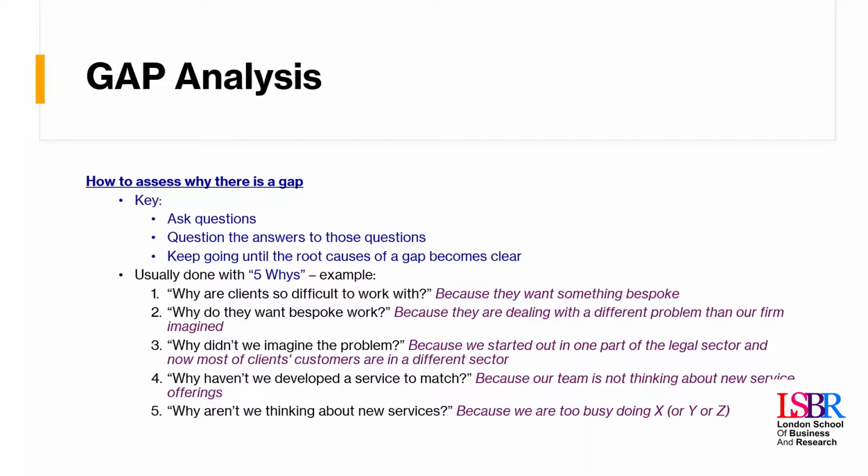For example, why are our clients so difficult to work with? That might be a reasonable question. Why are our clients awkward, or why do our clients not really want to work with us? So it might be because they want something bespoke, okay? So then you would ask yourself, okay, why do they want bespoke work? So the answer might be because they're dealing with different problems than our firm imagined. So the question then is, well, why didn't our company or our firm imagine those problems? The answer to that might be because we started out in one part of the legal sector and most of our clients are in a different sector now.